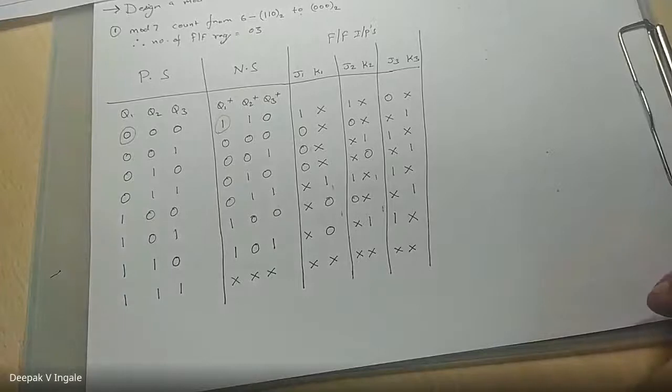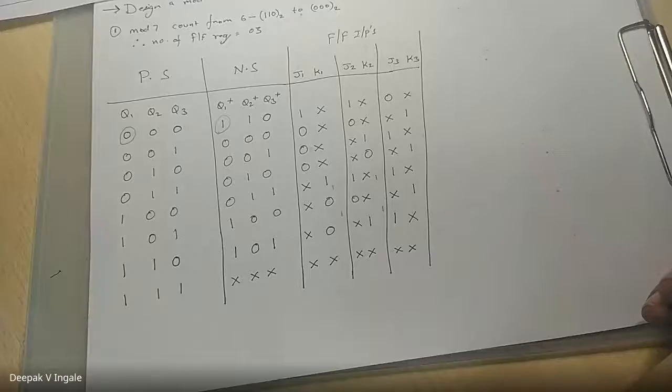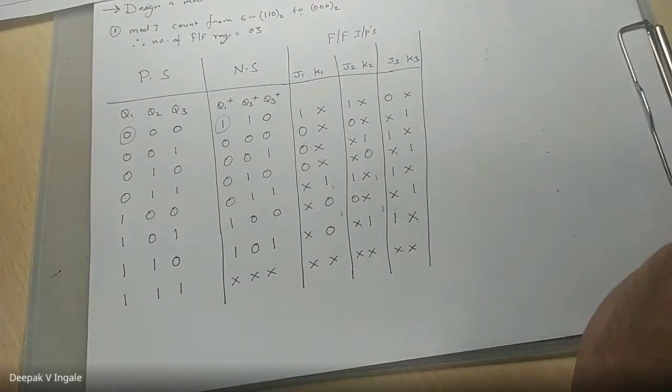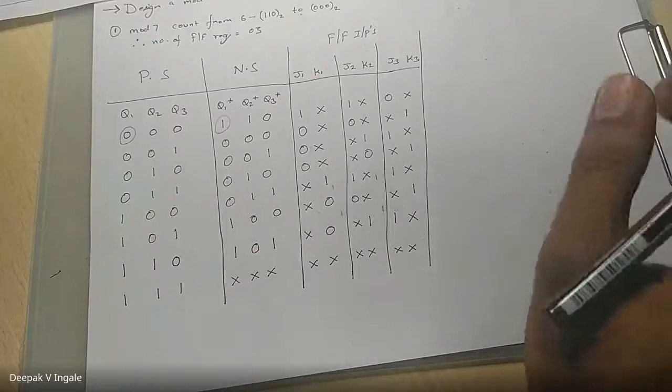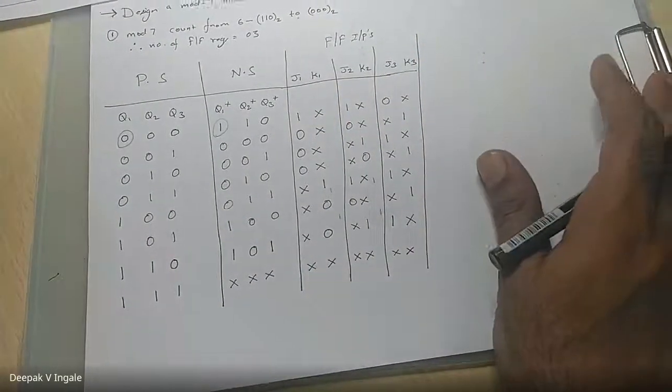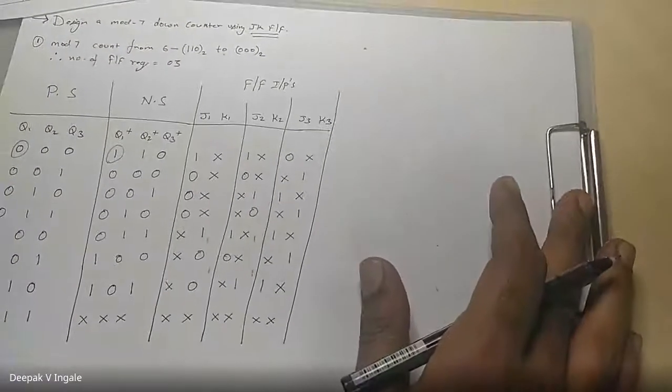Have you all got the same values? Yes, sir. Writing this table is very important. If you go wrong here, then you would lose marks. So once you have written this, now draw the K-map for this. How do you do the K-map?